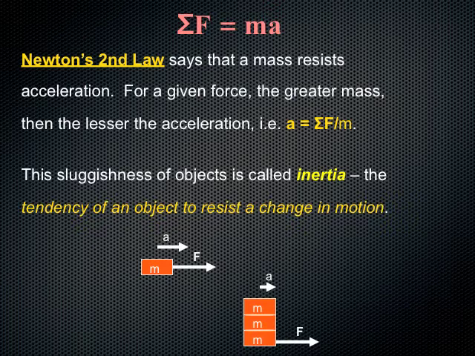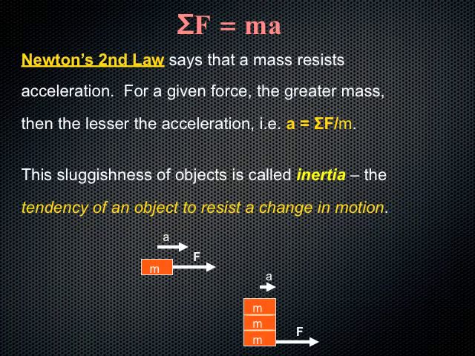Acceleration is the result of adding up the forces. It's a result of the net force. Not just any old force, but it's the result of the net force per the amount of mass, which is a measure of the amount of stuff, inertia. So the sluggishness of objects is called inertia, the tendency of an object to resist a change in motion.